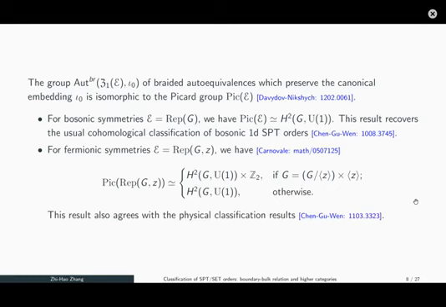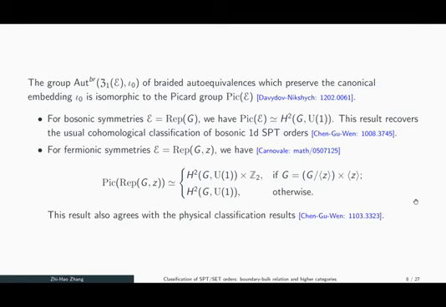And we also know this group is isomorphic to the Picard group of E. And these Picard groups are also well known to mathematicians. For bosonic symmetries, E is equal to Rep G. Then this Picard group is isomorphic to the group cohomology H². This result also recovers the Euro cohomological classification of bosonic 1D SPT orders.